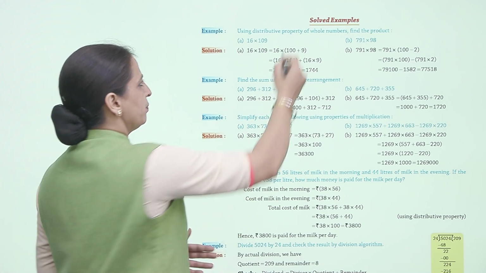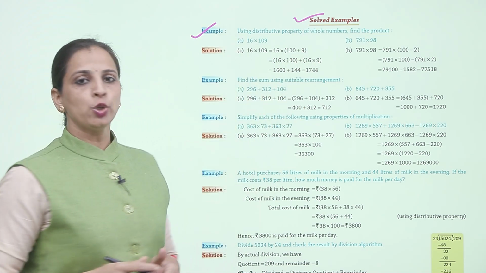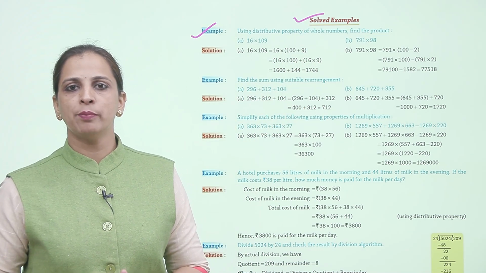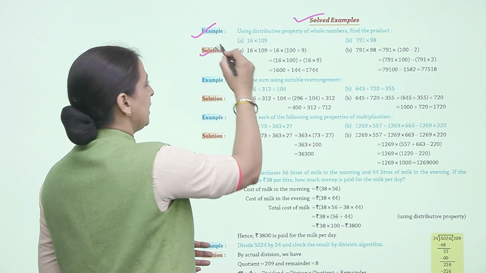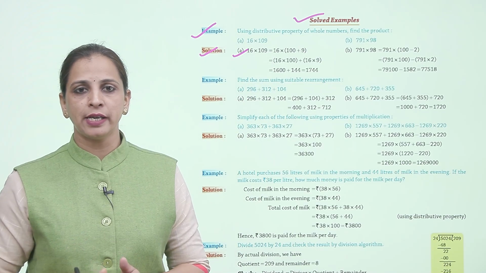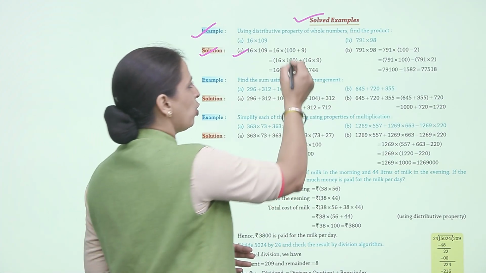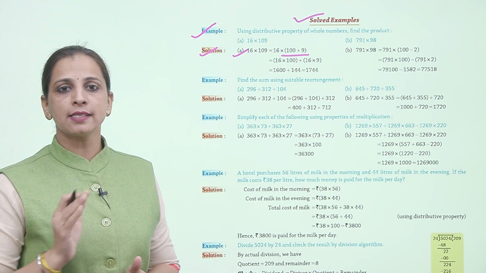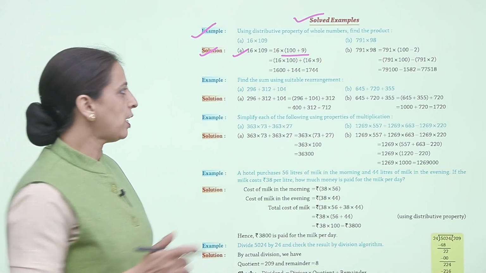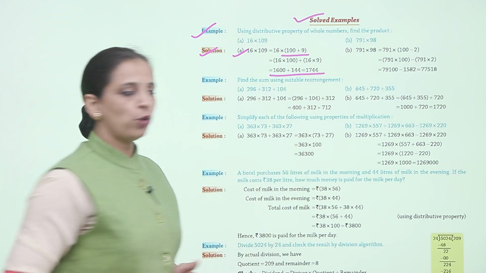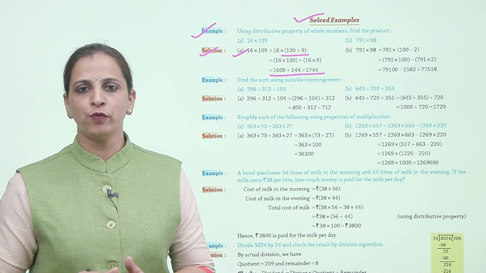Solved examples. Example: using the distributive property of whole numbers, find the product. A: 16 multiplied by 109. Let's do the solution. 16 multiplied by 109, we wrote as 100 plus 9, so 16 multiplied by 100 plus 16 multiplied by 9 is equal to 1600 plus 144, which is equal to 1744.